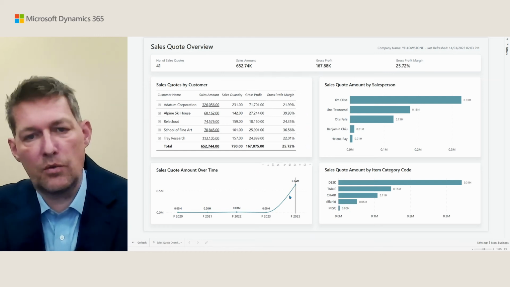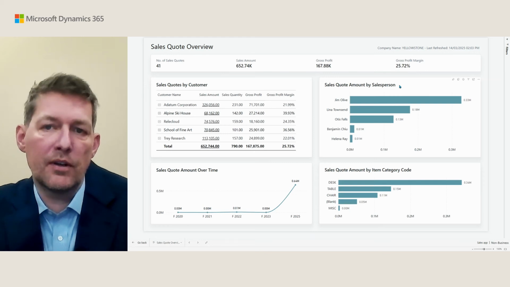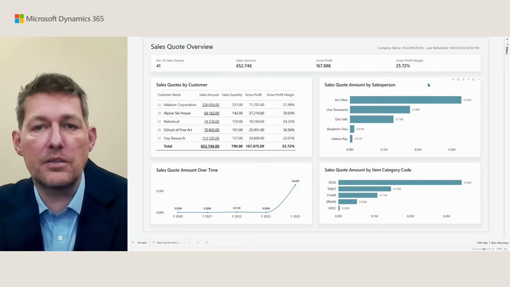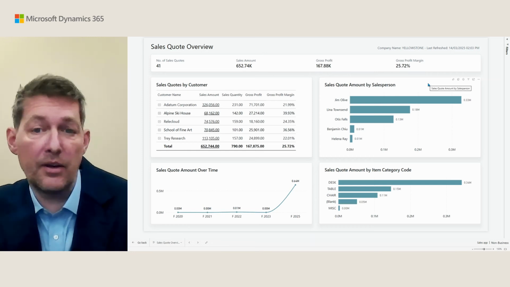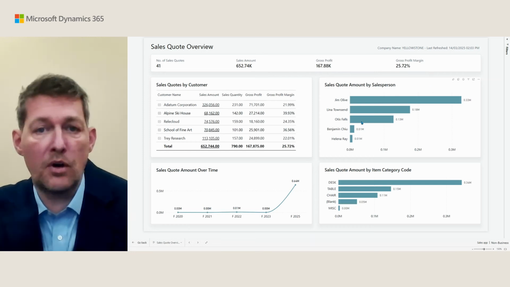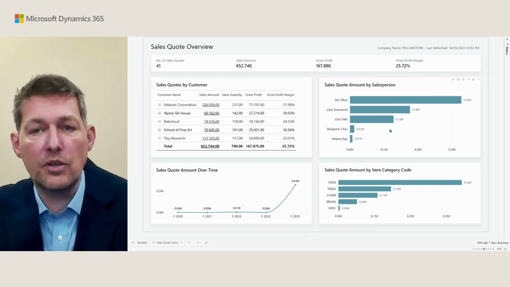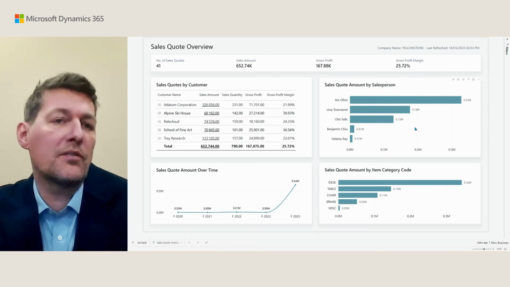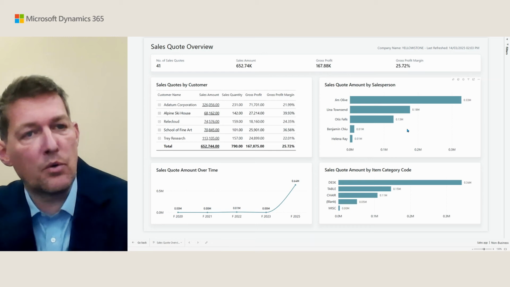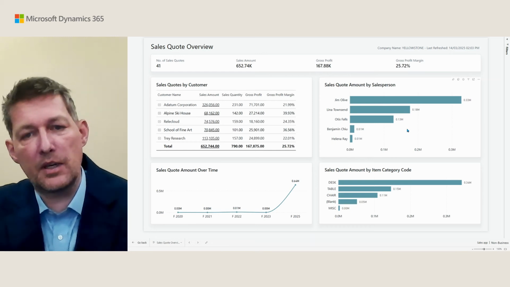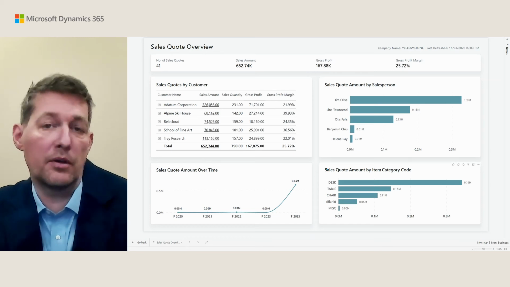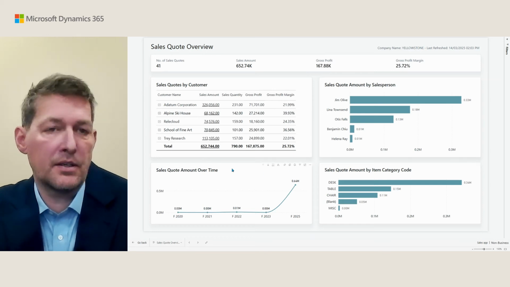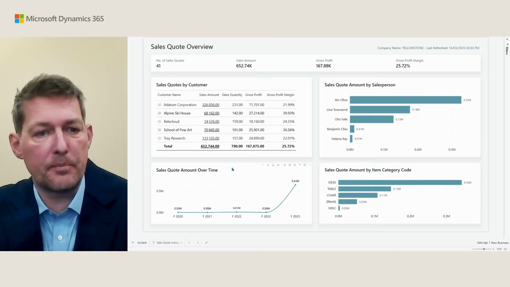You can see quotes over time. You can even track your sales staff and see Jim is killing it here compared to others. Benjamin, not so much. So that gives also a holistic view on quotes, both by customer, by sales staff, and what people are quoting, and a time graph for that.